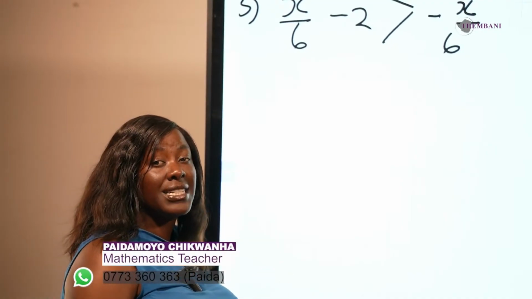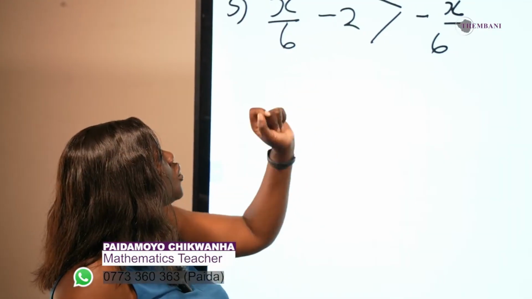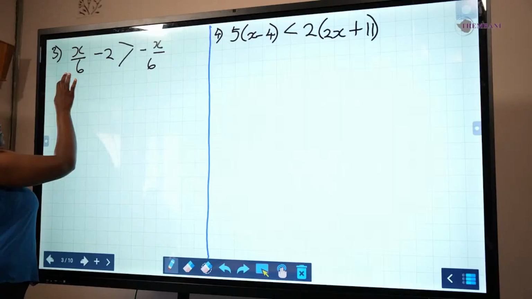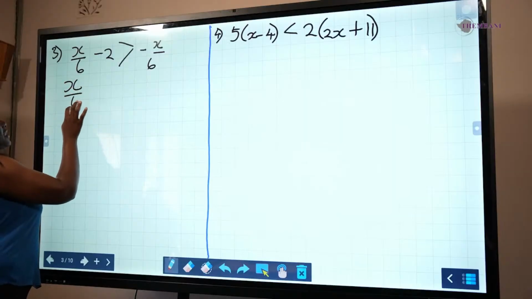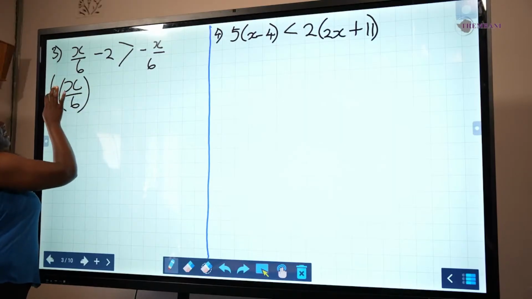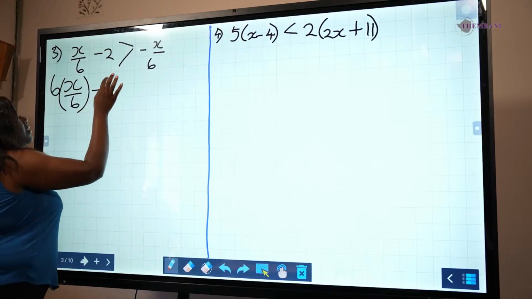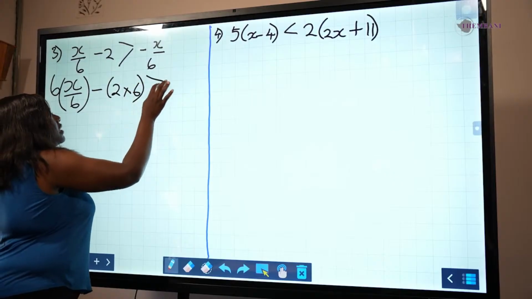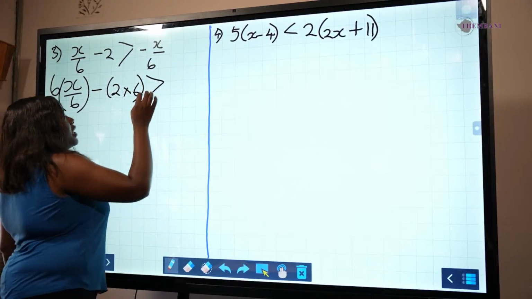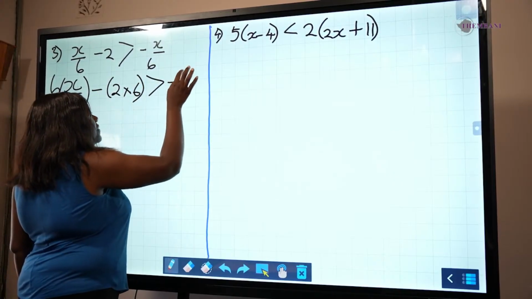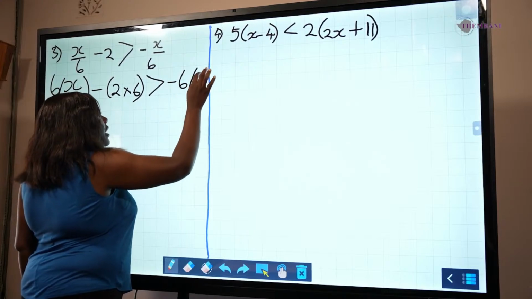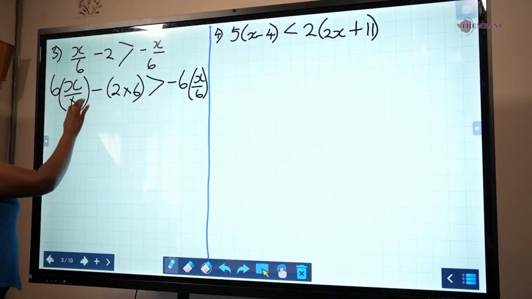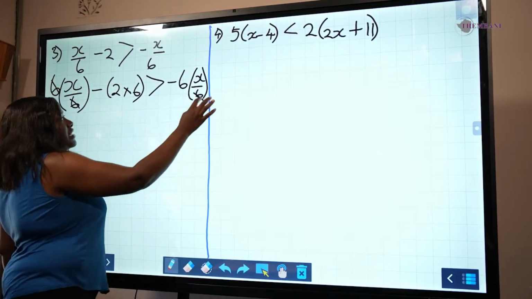In this case, the LCM of the denominators is 6, because negative 2 is the same as negative 2 over 1. So we are going to say x over 6 multiplied by 6 minus bracket 2 multiplied by 6. Put our inequality sign. Then we also have a negative 6 multiplying into x over 6. And then we divide this 6 by this 6. We also divide this 6 by this 6.